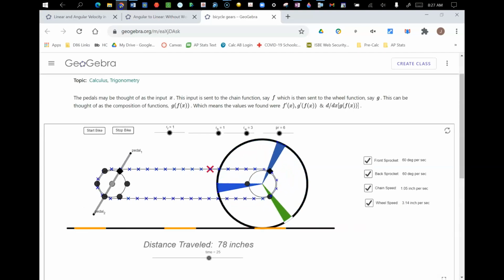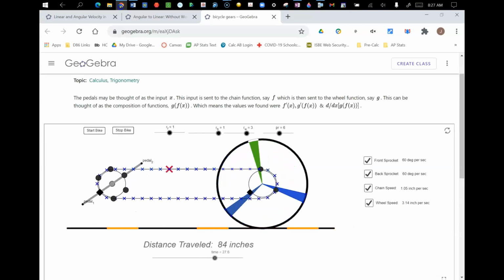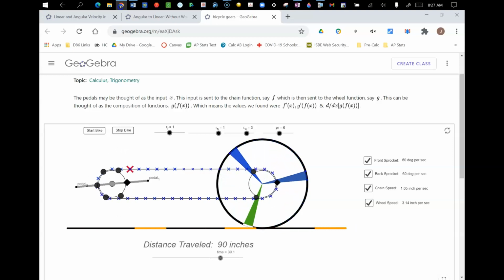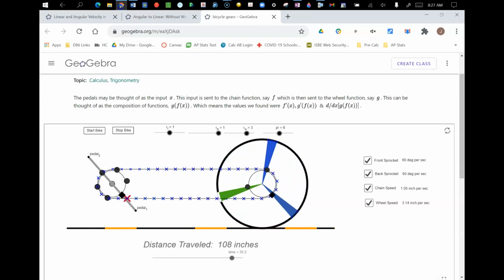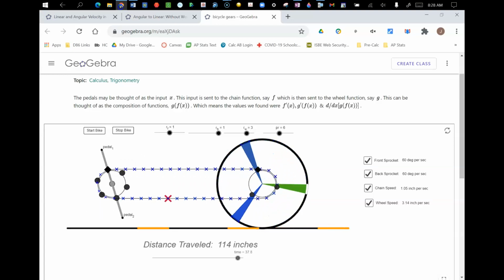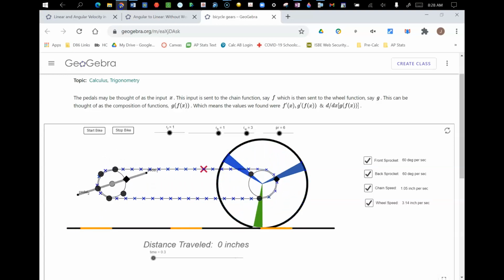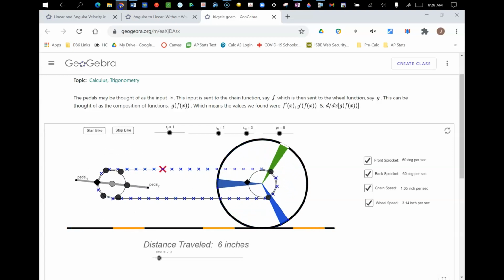So our last demonstration here are bicycle gears, and there we go. So what you see is what is called a sprocket up at the front being turned by pedals on the left hand side, and a sprocket at the back, which is the smaller circle on the wheel, and then the wheel itself.